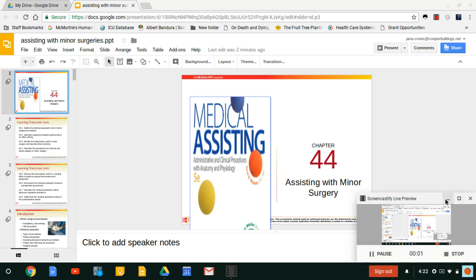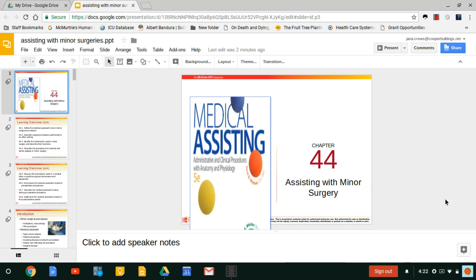Hey everybody, we're going to get started with assisting in minor surgeries. This is something that's commonly done in all types of clinics. So we're going to talk about different types of surgeries, different types of equipment, ways to prepare, ways to clean, those kinds of things. It's going to take us more than one session, so we're going to get started, okay?